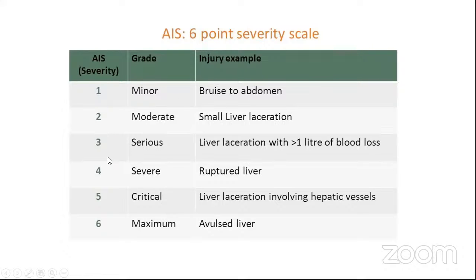The AIS score goes 1, 2, 3, 4, 5, 6. 1 is minor: if there are abdominal bruises or abrasions only, we take it as minor. 2 is moderate: a small liver laceration is an AIS score of 2. 3 is serious: if there is a liver laceration with more than 1 liter of blood loss, we take it as serious and score 3 on the AIS. 4 is severe if there is a ruptured liver, and 5 is critical if there is a liver laceration involving hepatic vessels, and 6 is the maximum score, for example a shattered liver. So this is an example of AIS scoring of the abdomen.